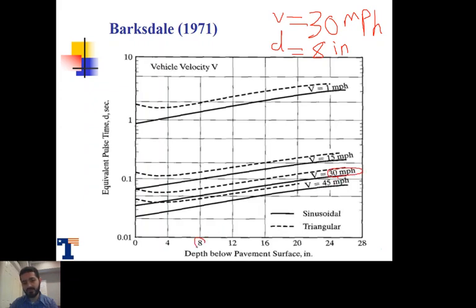So I need to pick this line right here. And it's 8 inch. So I'm going to go up all the way to here. Then I'm going to go horizontally to pick what should be my equivalent pulse. So here we have 0.01 and here we have 0.1. So this is here 0.02, 0.03, 0.04. So this is roughly 0.05 seconds.